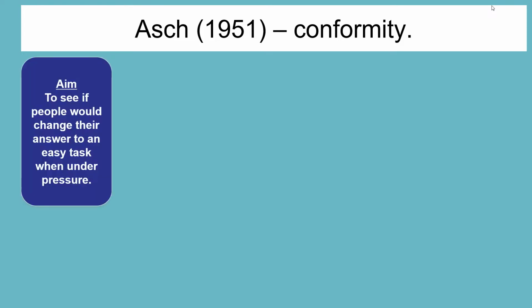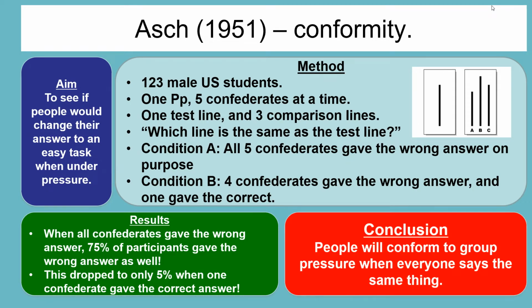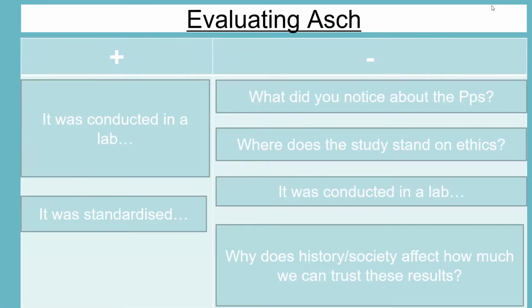The famous study into conformity was conducted by Asch in 1951, and it was the very famous line test. Here is a recap of the study, which I will leave on the screen for you to read. Okay, so what can we say about the Asch study?